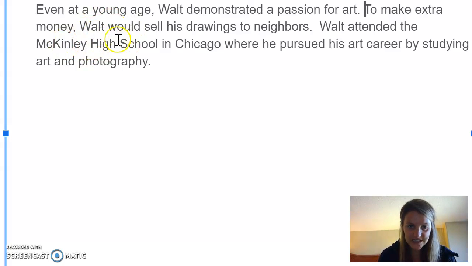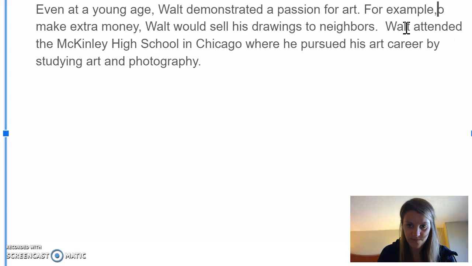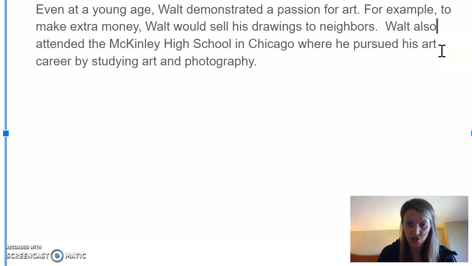Now, this is an example of this passion, right? He would sell his drawings. He was interested in that even when he was young. So I'm going to add the transition here, for example, to make extra money, Walt would sell his drawings to neighbors. Now, I have this other piece that is another example of his passion for art. So I'm going to add here the transition also. Walt also attended the McKinley High School in Chicago, where he pursued his art career by studying art and photography.